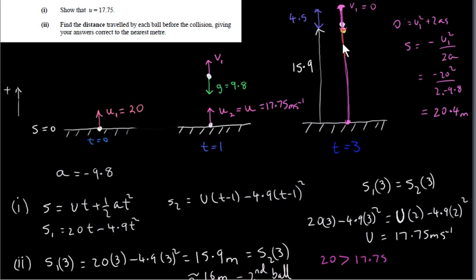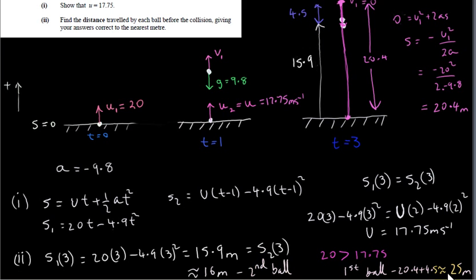So we have to take 20.4, which is the total distance, and add on 4.5. So to the nearest meter we get 25 meters. So these are our answers: 16 meters for the second ball, 25 meters for the first ball.